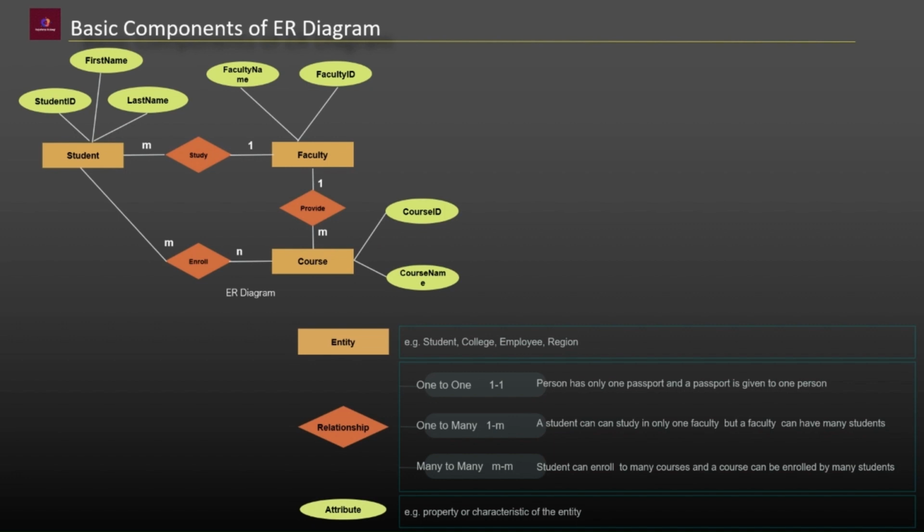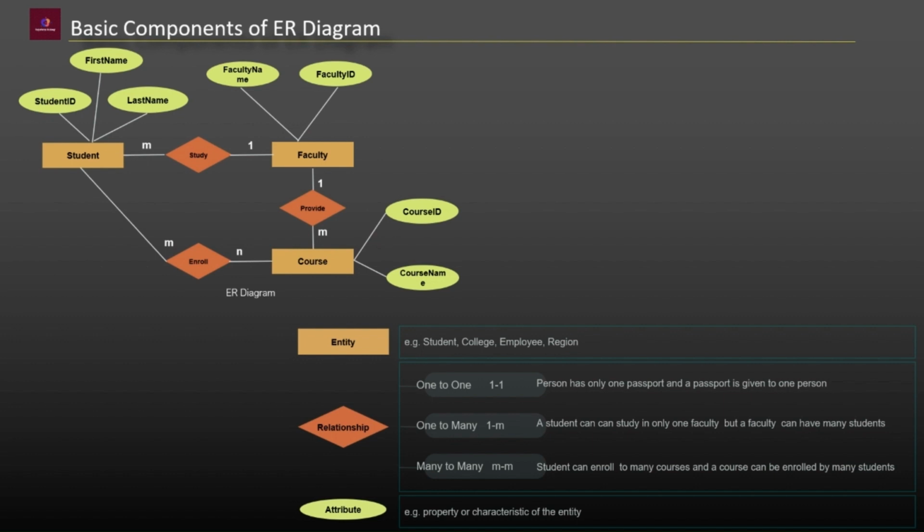For example, the relationship between the student and course tables is many to many, because a student can take many courses at the same time and a specific course can be assigned to many students.